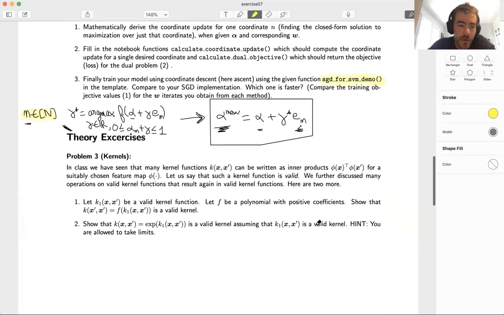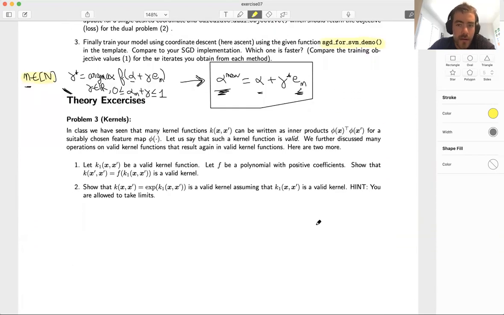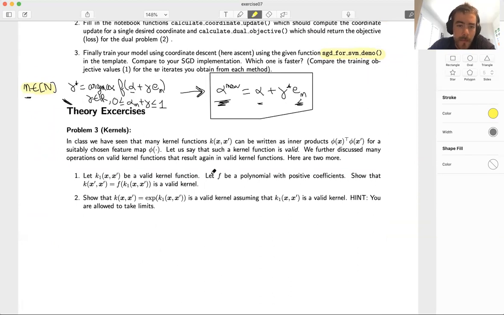Okay, and then the third part is a pretty theoretical part. So you've seen in class that there are some kernels which you can write in a nice inner product form. Here in the exercise, we call this a valid kernel. But in practice, it's often hard when you have a kernel k(x, x prime). It can be quite hard to express it as an inner product. Actually, the feature map can be infinite.